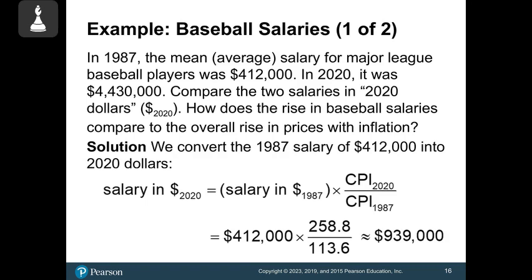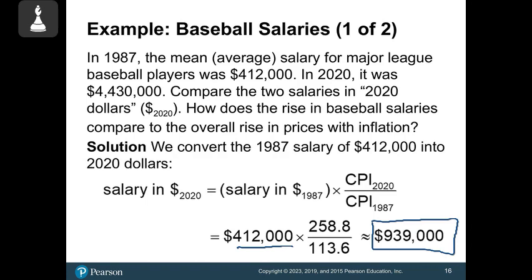So the first thing we're going to do is take that 1987 salary and determine how much it should have gone up based on inflation and the consumer price index. So predict the value for 2020 based off of the 1987 value of $412,000. Then we're going to take the CPI from 2020. Again, go back to that table, reference it on slide 11, 258.8 divided by the CPI for 1987, which is 113.6. So based on just inflation rates, we would have projected a 2020 salary of $939,000.